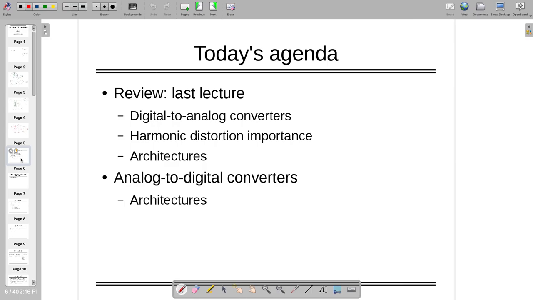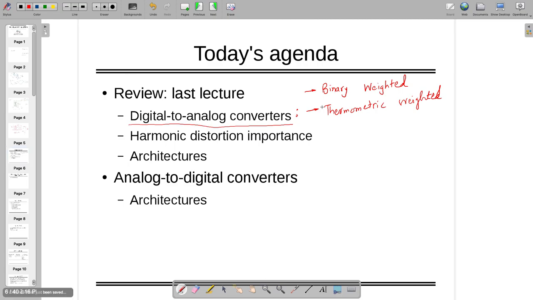Okay, so we talked about various digital to analog converters, might be binary weighted. We also talked about thermometric weighted. But what do you think? Why do we need thermometric weight, not binary weight? What do you mean by noise?